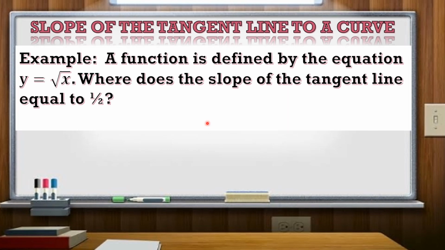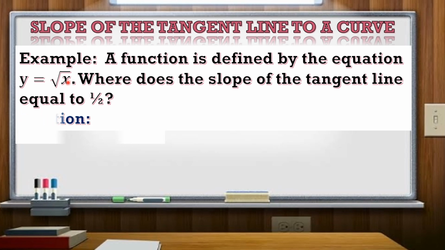Another example. A function is defined by the equation y is equal to square root of x naman. Radical function na po tayo. So where does the slope of the tangent line equal to 1/2? Dito, given yung function and also given yung slope of the tangent line. So yung question dito is what is the value of your x? Okay? So saan nagkikita yung slope natin at saka yung function natin.